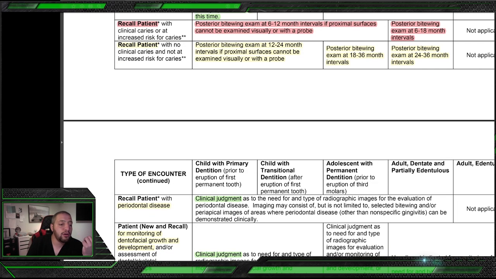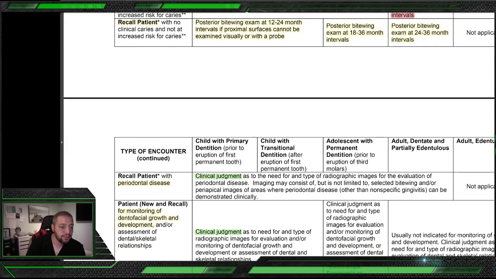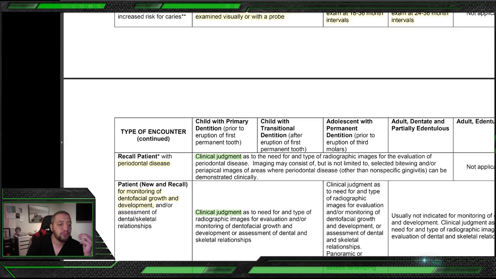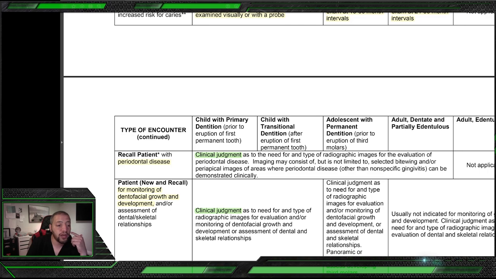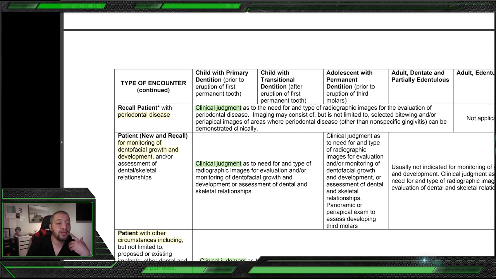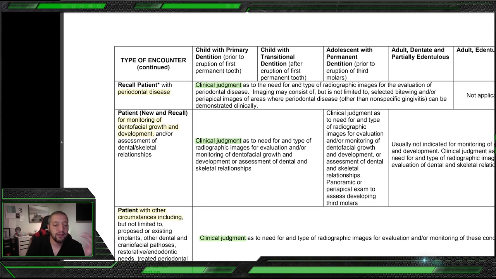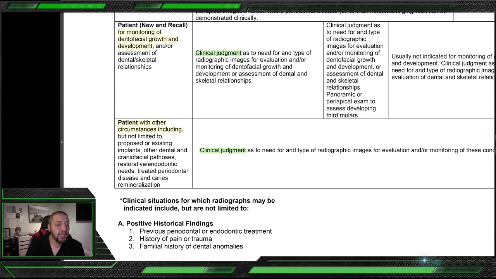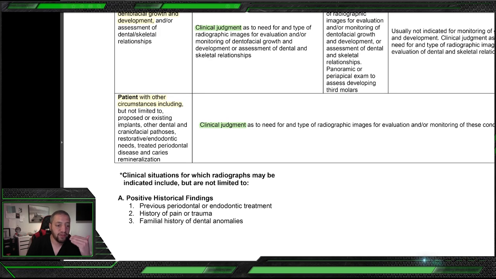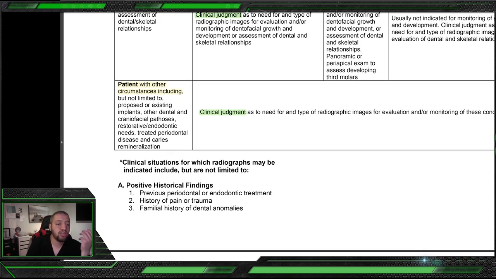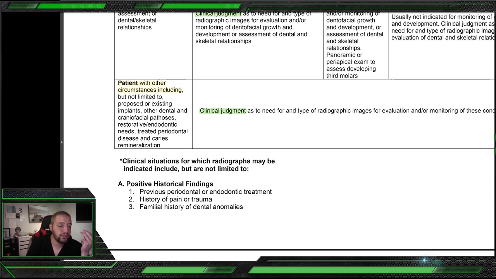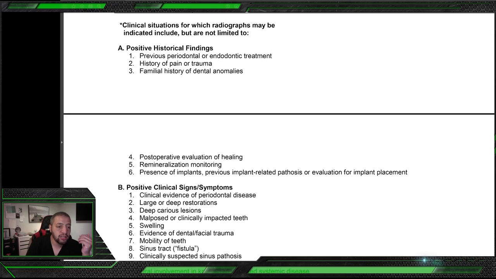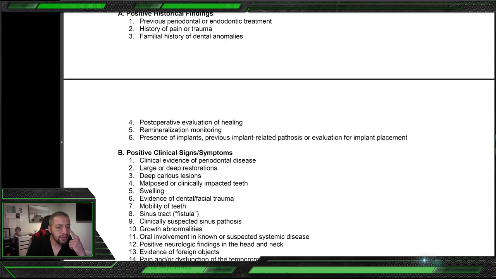I remember before, we spoke about the other risks, so periodontal disease, monitoring dentofacial growth and development, or other circumstances like implants, stuff like this. So to cut it short for you, clinical judgment is to be used in these situations. It's not just take an X-ray, okay? And then he goes here to specify everything: previous periodontal or endodontic treatment, history of pain or trauma, familial history of dental anomalies, and you can read it at your convenience. They had the other stuff.